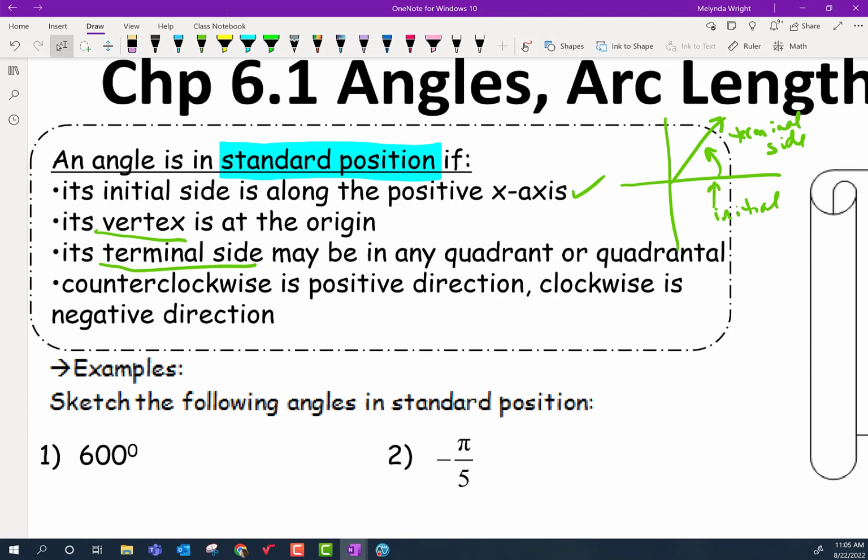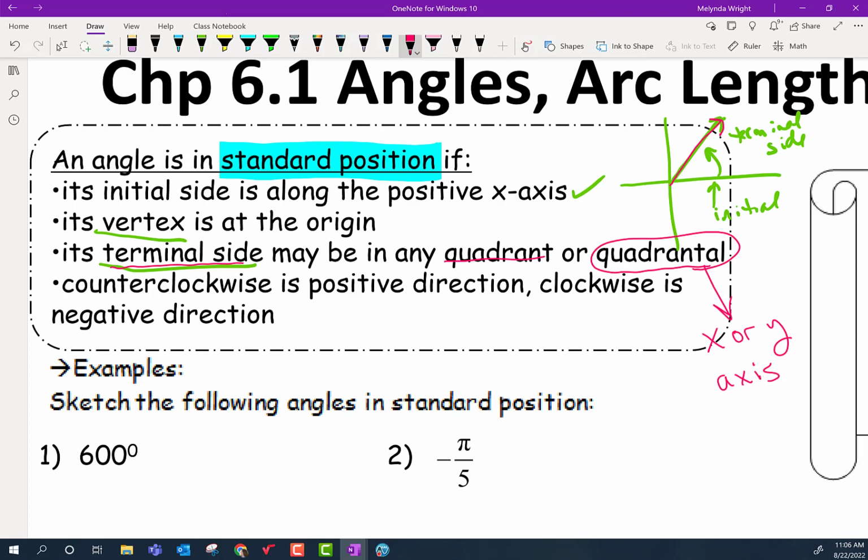When it talks about the terminal side, this piece right here is the terminal side, and let's just make it a different color. So this is the terminal side. The terminal side can be in any quadrant or quadrantal. So quadrantal just means the x or y axis. That's all a quadrantal is. It's a fancy word for saying x or y axis. We're just doing vocabulary right now. Okay?